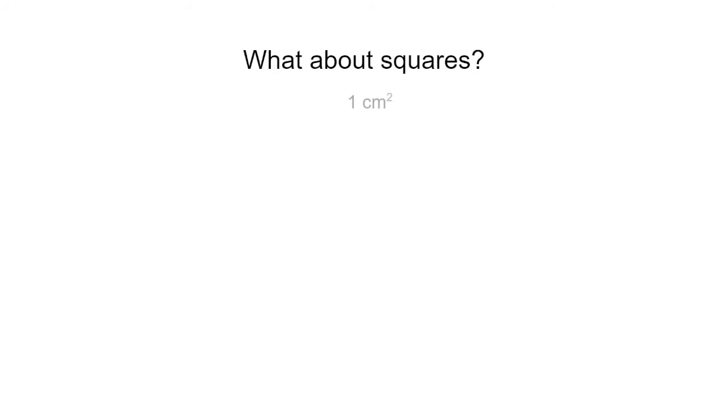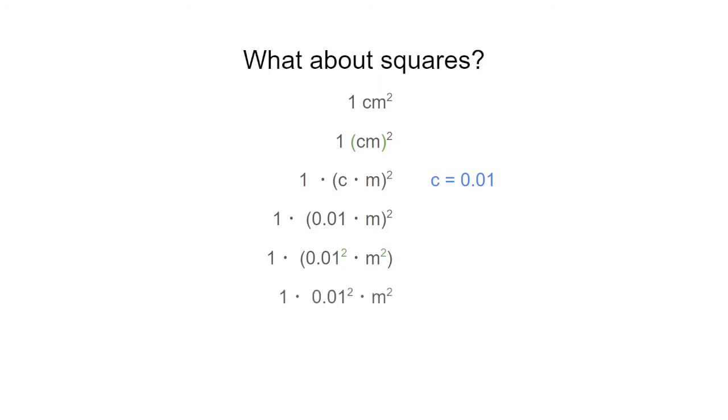What about squares? A square centimeter. How would we work this out? From square centimeters to square meters. Well, we need to see that there should be parentheses around the centimeters. We then go ahead and do the same thing that we did before, seeing that there are multiplications. We remember that C is equal to 0.01. We replace it. We distribute our exponent according to the rules. We can disregard the parentheses in this case. We can work it out and see that 1 square centimeter would be 0.0001 square meters. Yes, it really works.